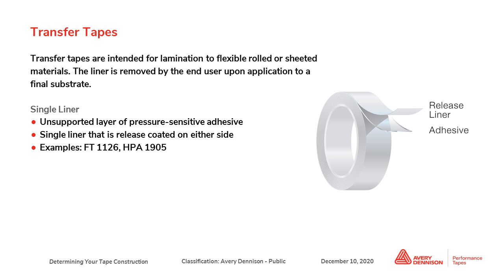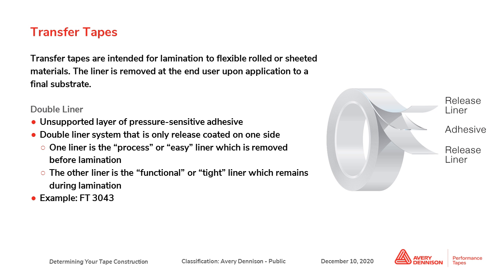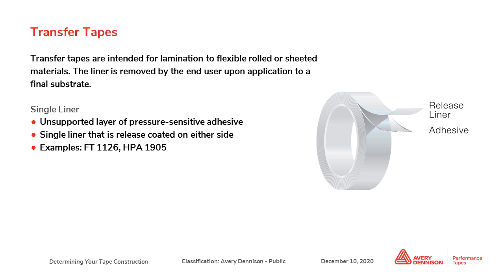And we almost exclusively recommend transfer tapes for industrial-style laminations. Okay, the next component is the liner. And again, this construction, Jim, if you can go back real quick. This is just a single liner here. And what Avery Dennison Performance Tapes has the capability of doing, which is a great capability, is that we can release coat our own liners, okay?